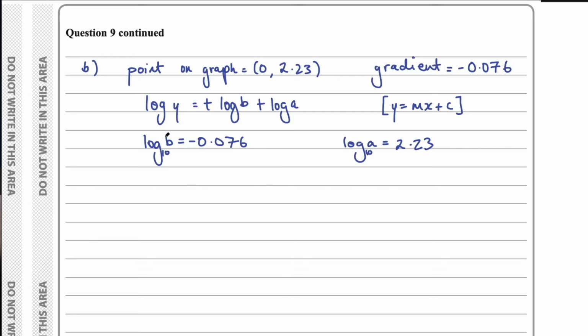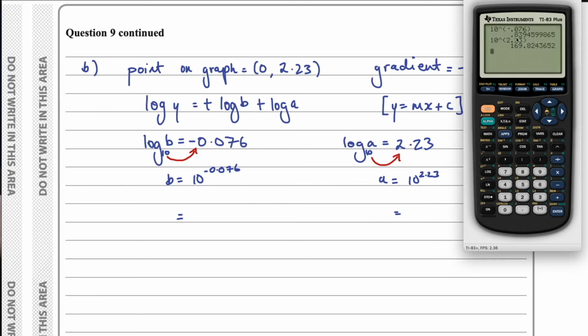So to find that unknown b, we take this base and we kind of pretend we're going around in a circle, and we say, well, b now is going to be 10 to the power of this, and the same for log base 10 of a. So a is going to equal 10 to the power of 2.23. So b equals 10 to the power of negative 0.076, and a will be 10 to the power of 2.23. And then we can get our answers for a and b, and we'll be fine.